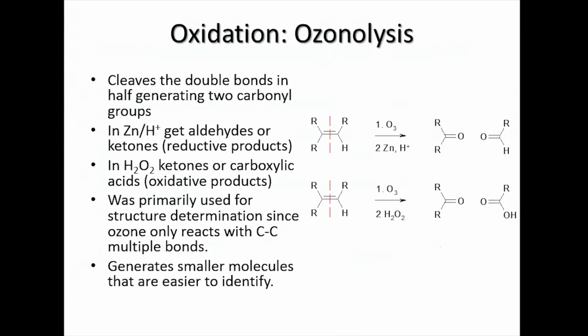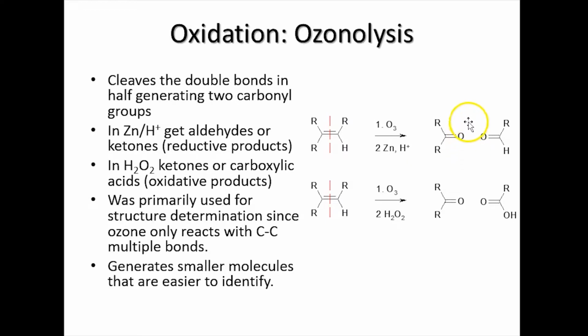Another important oxidation reaction is called ozonolysis, and this actually cleaves or breaks both the bonds in an alkene. You can see this first step. The dashed red line indicates where the molecule will break. We're reacting this with ozone and then zinc under acidic conditions. When you see an H+, it indicates acidic conditions.